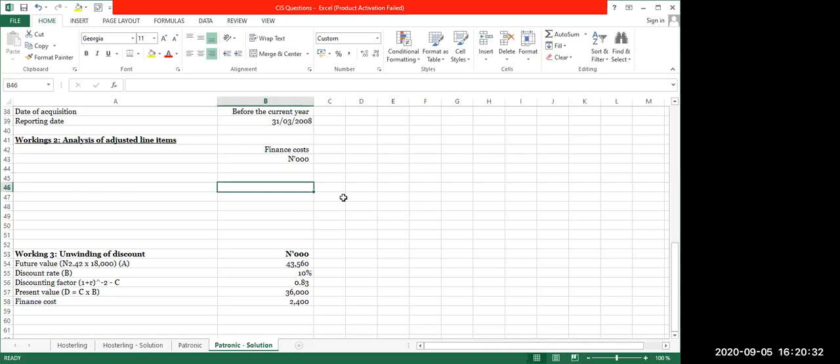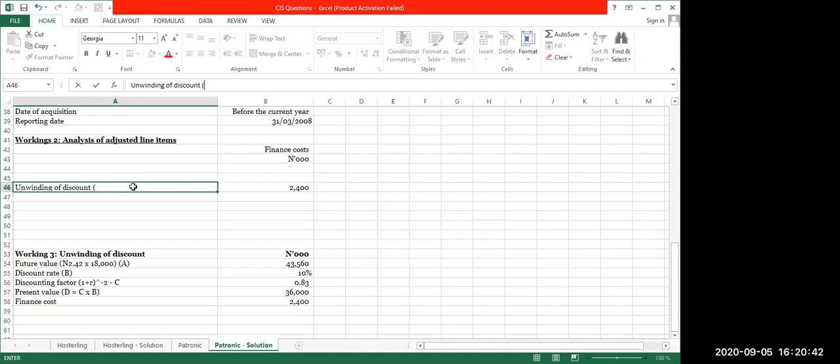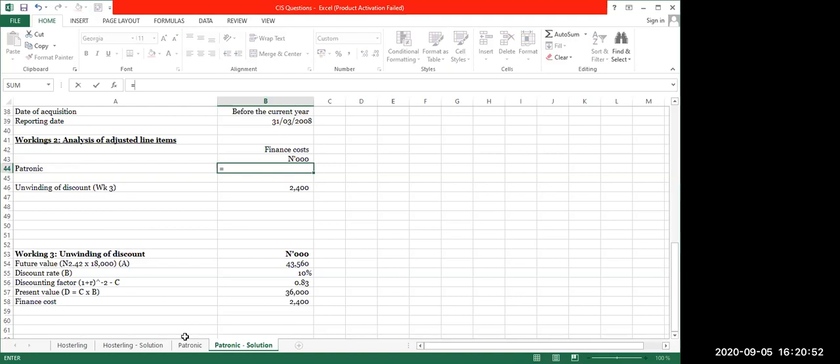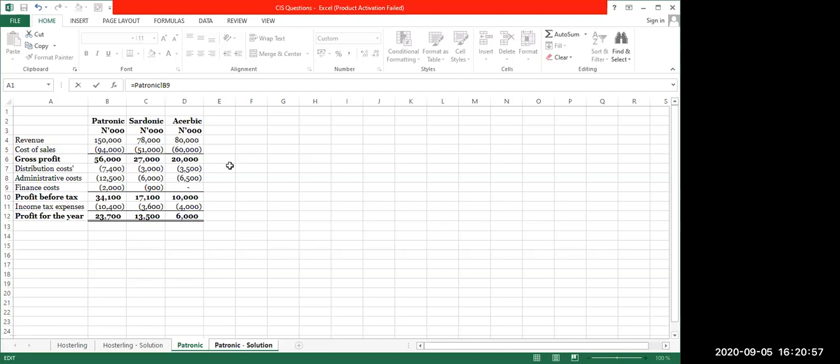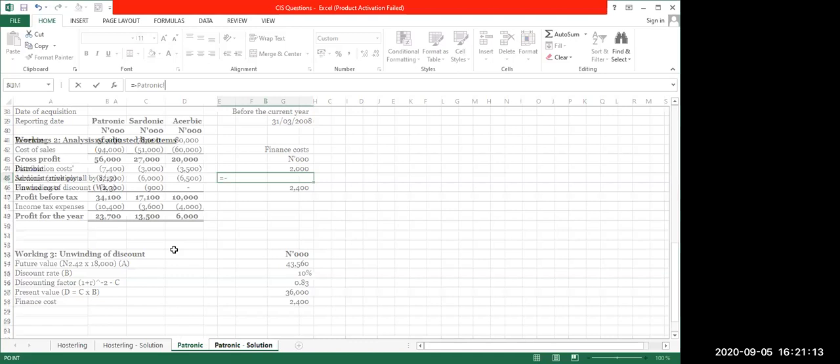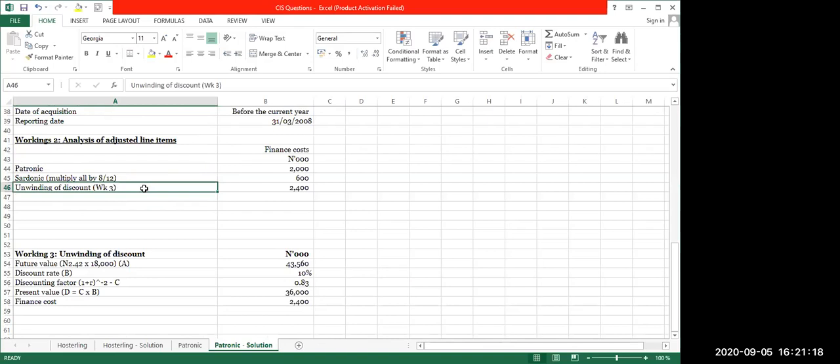So we have to add it to the group finance cost. So I can just call that unwinding of discount, and I got it from working three. So we pick Patronic finance cost. I will just get that from the question. Patronic finance cost is 2000. And anything I'm picking for Sardonic, I multiply all by 8 divided by 12. So I will go again to pick Sardonic's finance cost, and I'll say this times 8 divided by 12. I hope we understand why we are dividing by 8 by 12, because it was an acquisition during the year.